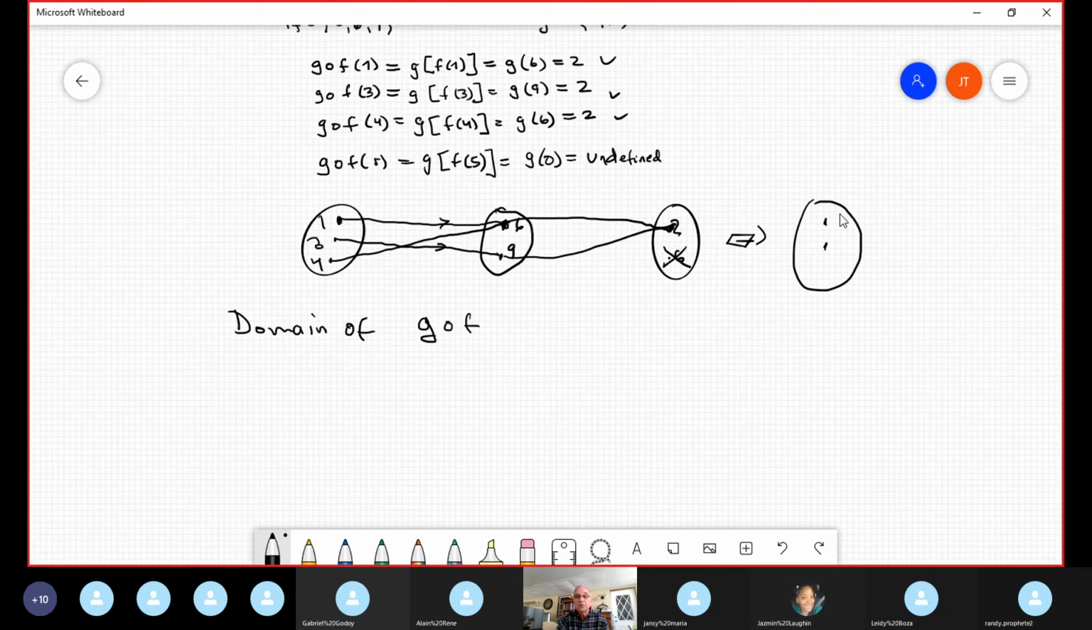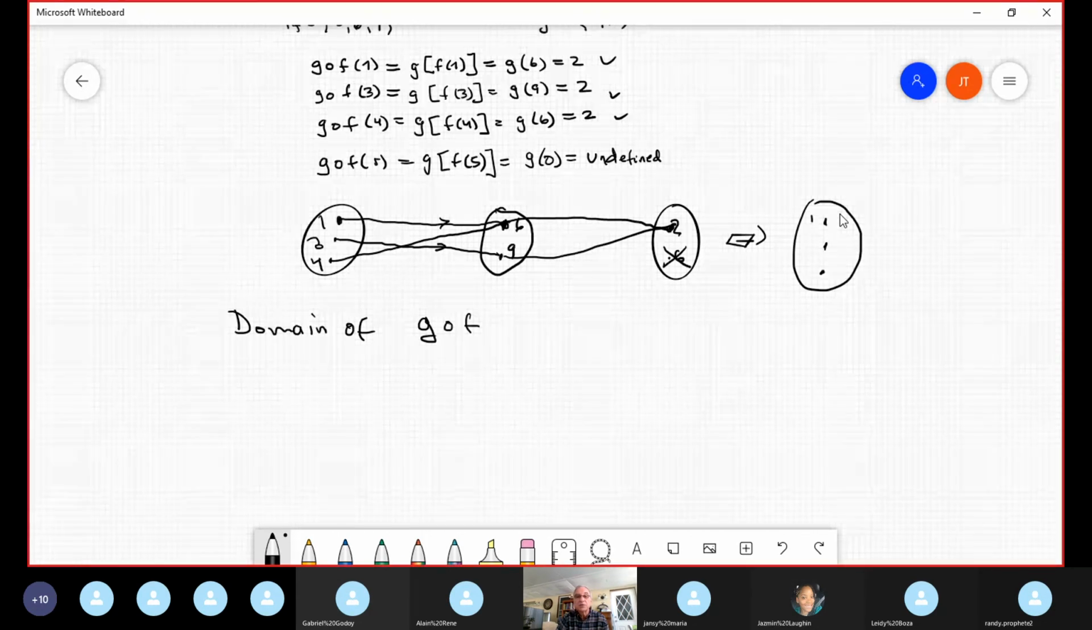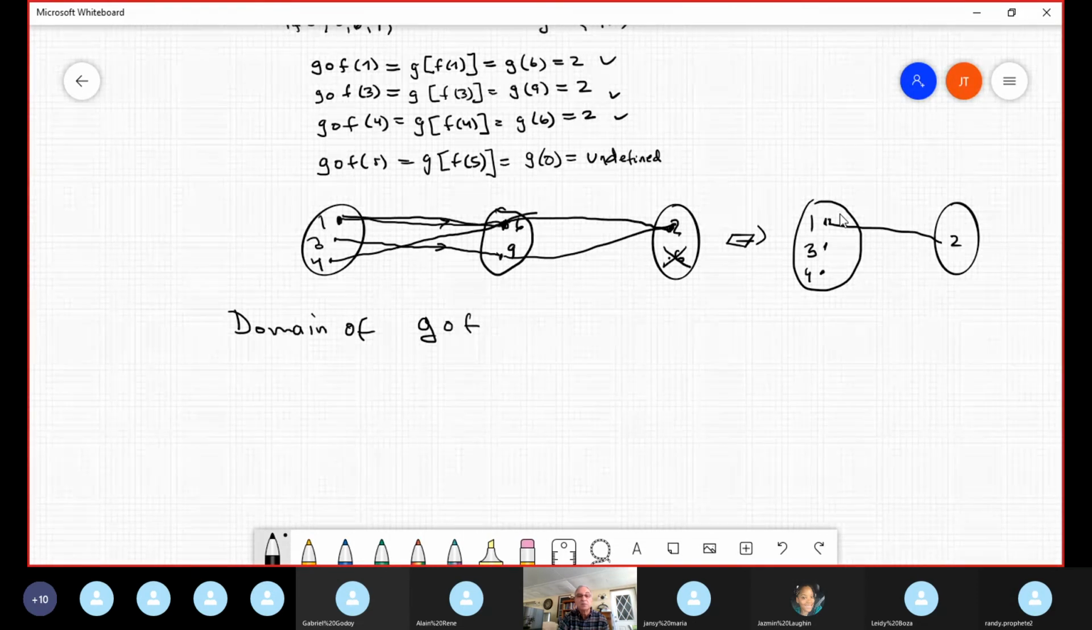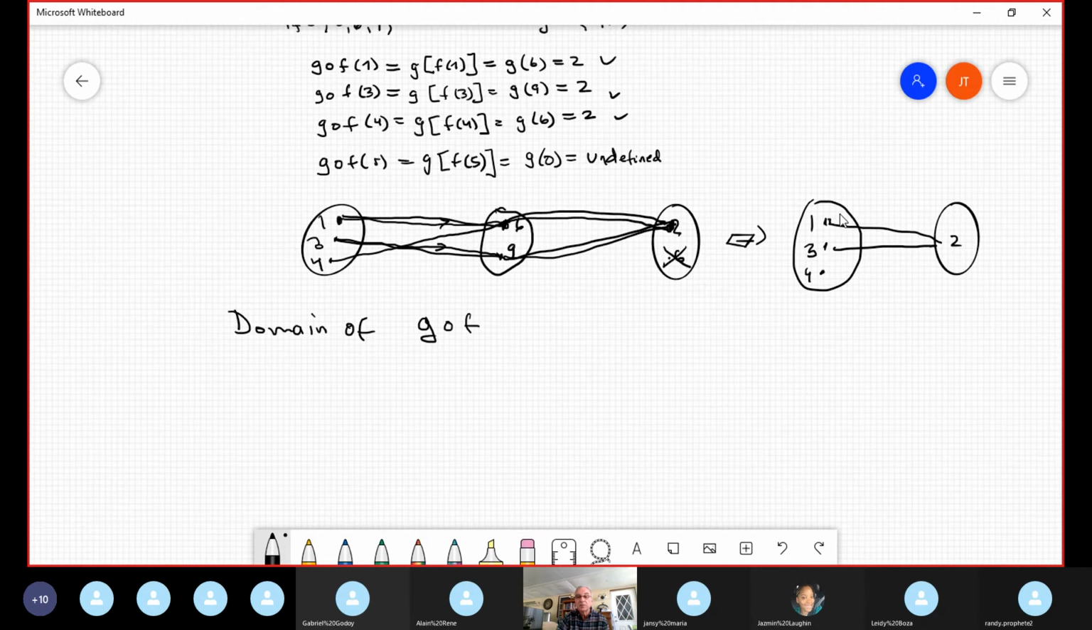1, 2, 3, 4, sorry. And this is just 2. So 1 is somehow connected with the 2. Look. 3 is also connected with the 2. And 4 is also connected with the 2. Okay, the domain is 1, 3, 4.